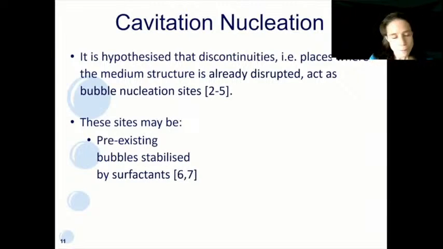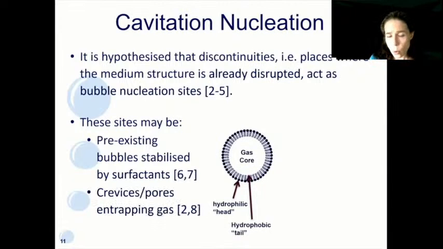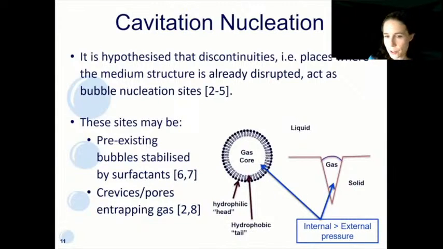Exactly what these sites are is not entirely established, but they're believed to be either pre-existing bubbles, a few tens or hundreds of nanometers across, stabilized by a surfactant adsorbed onto the surface, or little crevices or pores, either in the surface of the container for the liquid or in free-floating particles within that liquid, where again, gas can be stabilized in these little crevices, providing a nucleus for a bubble. And crucially, the pressure inside these nuclei is lower than the external pressure, so the gas is stabilized.